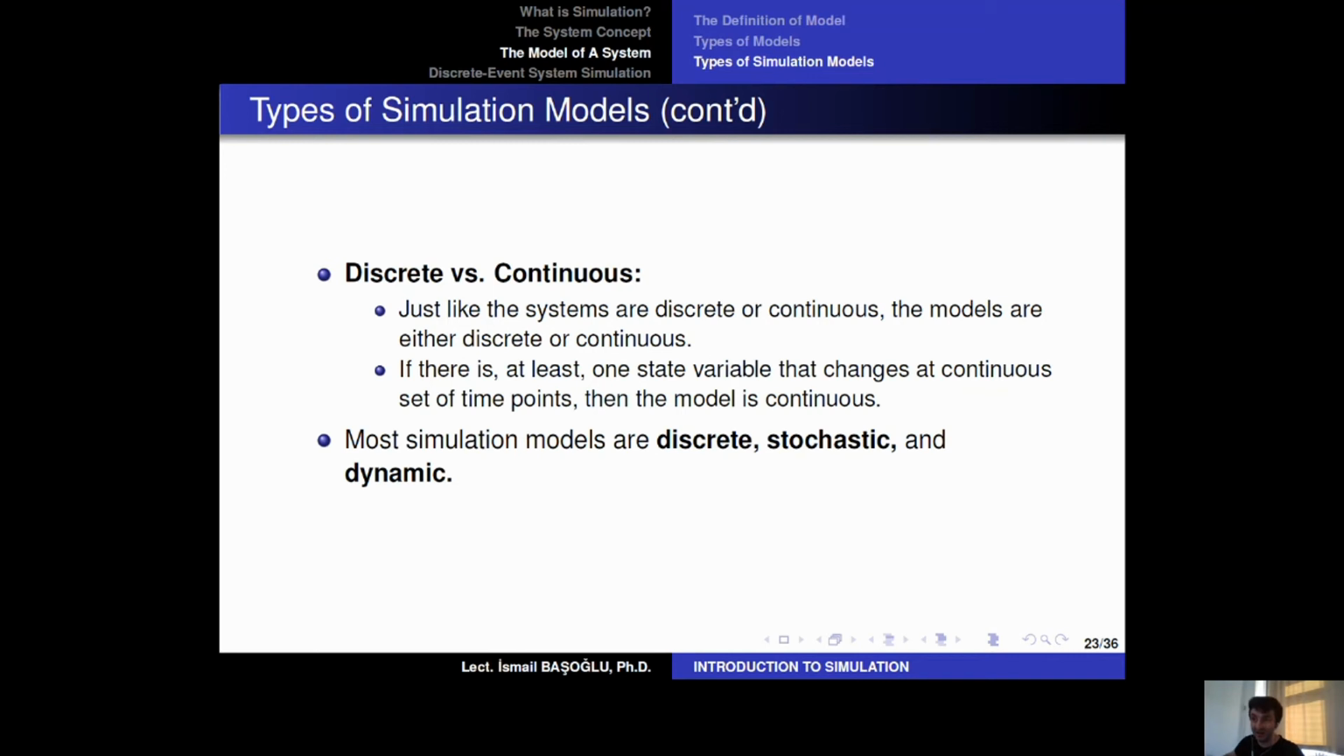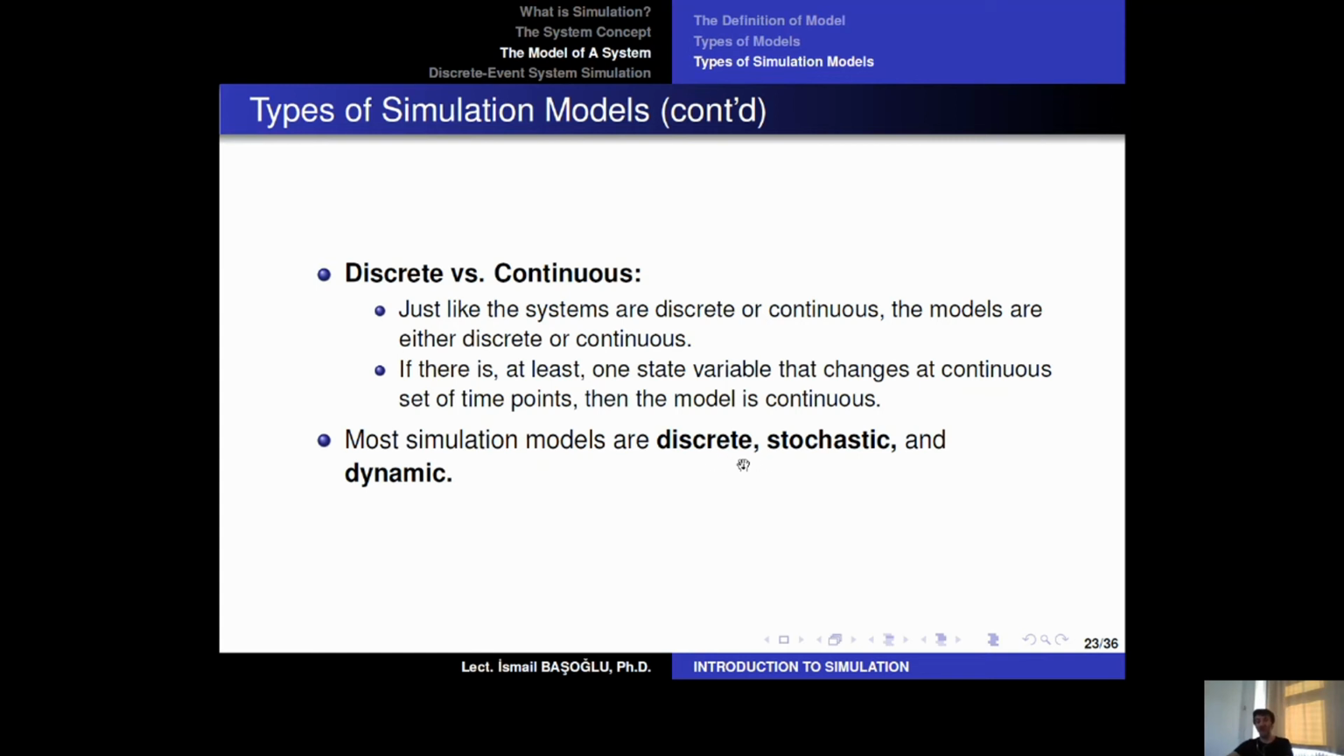But if the events are uncountable but measurable, for example, the rain event, can you count the raindrops? It is impossible, right? So what you can do is measure the rain amount. So in that case, that system or the model of that system should be a continuous system or continuous model. Now, if you check the last sentence on this page, it says most simulation models are discrete, because modeling continuous systems or creating continuous models is not very easy. It is very complex.